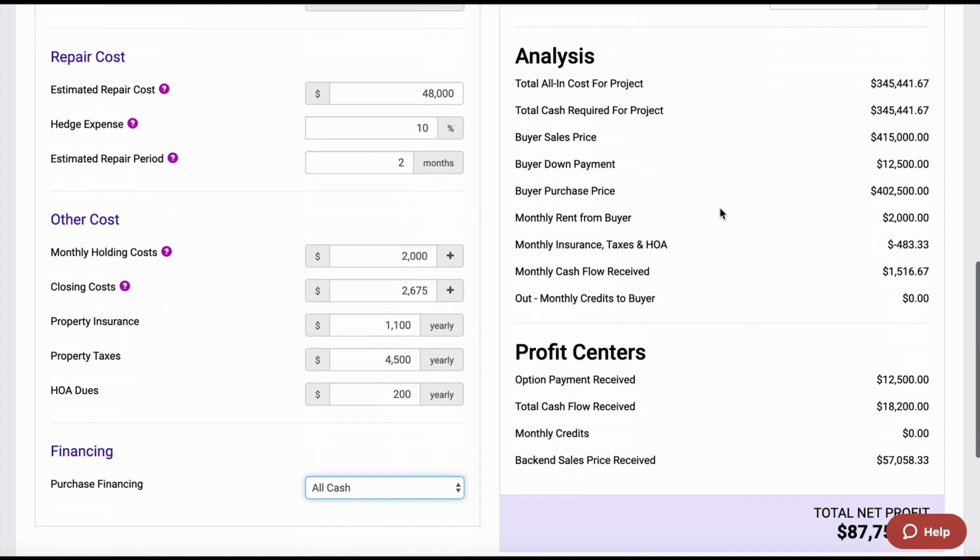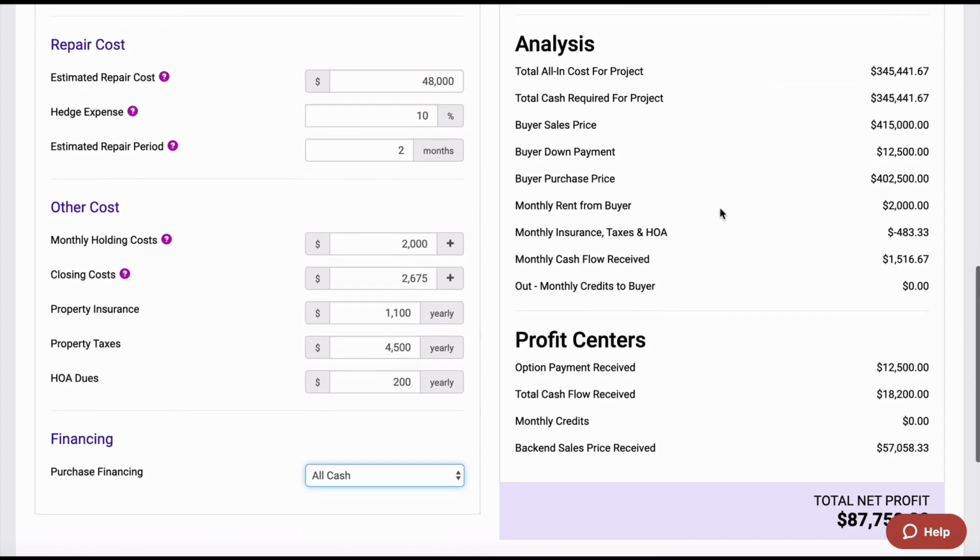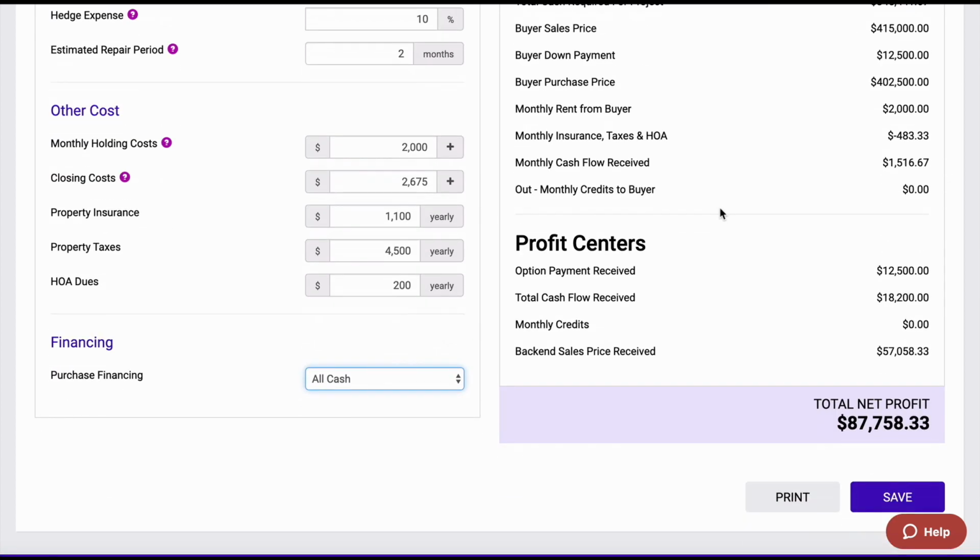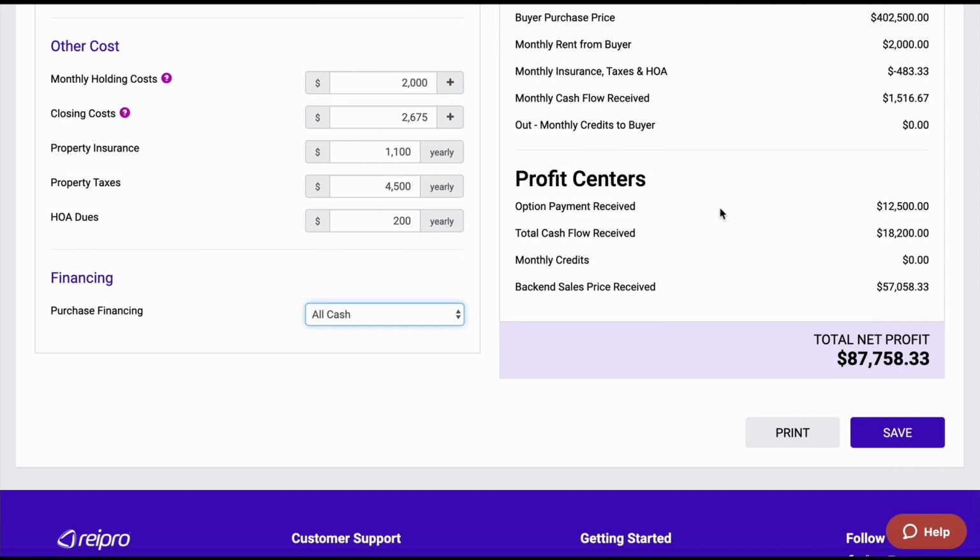Now, as we scroll down, you can actually look at the analysis as well as the profit centers that you're going to have. So in this example, I would profit $87,000 just by buying it this way and then selling it this way, which would be a lease option. You could then print this. You could save it to come back to.